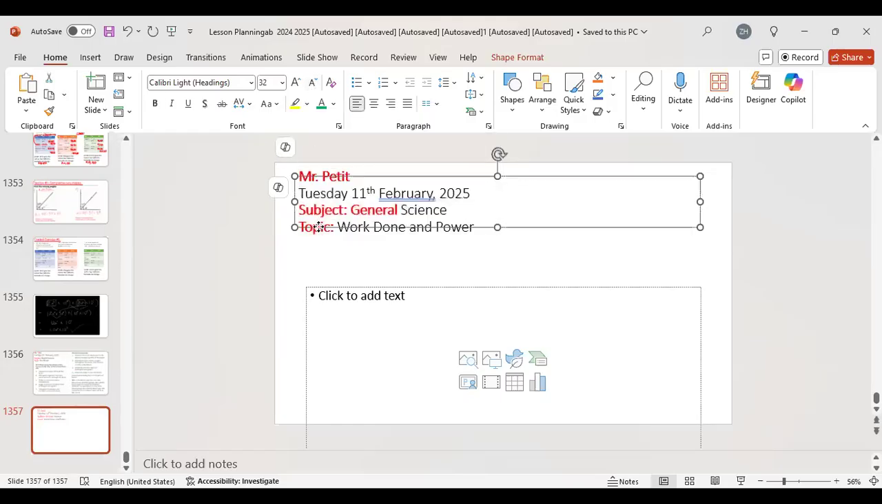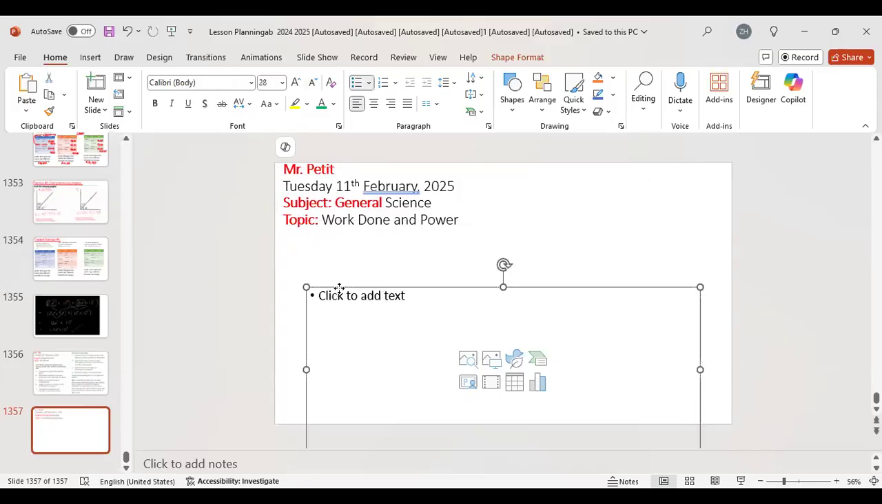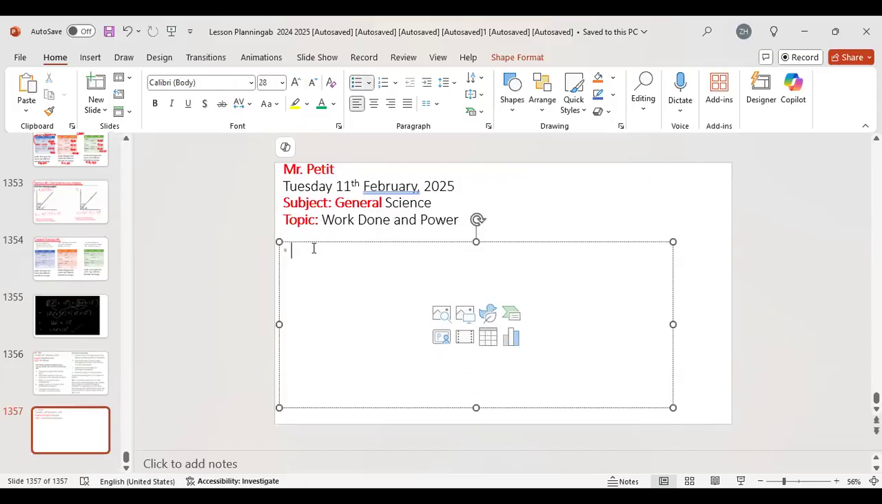Can anyone remember the definition of work? Scientifically, what we said. Work is movement. Work is done when a force is applied to an object and it moves in the direction of the force. All right.